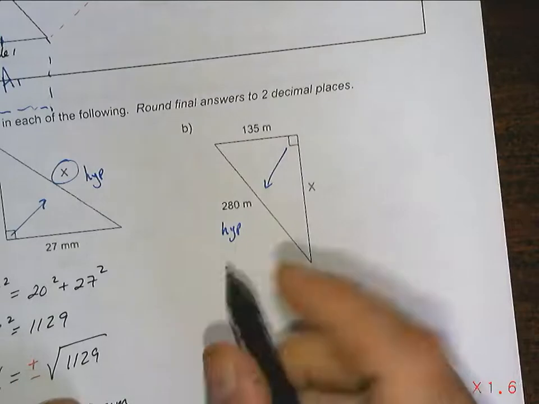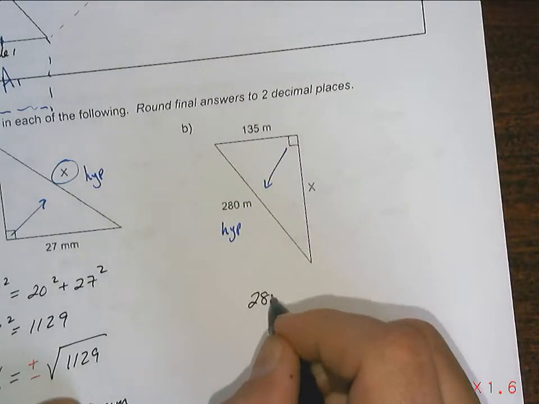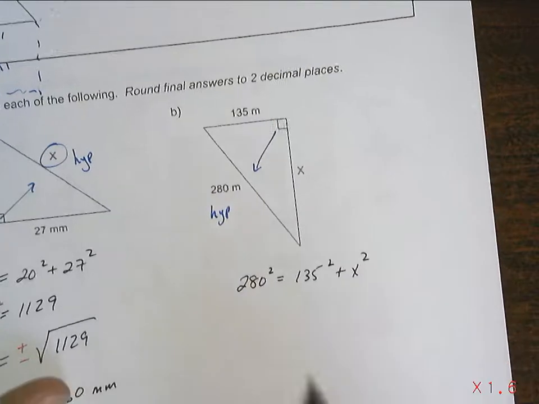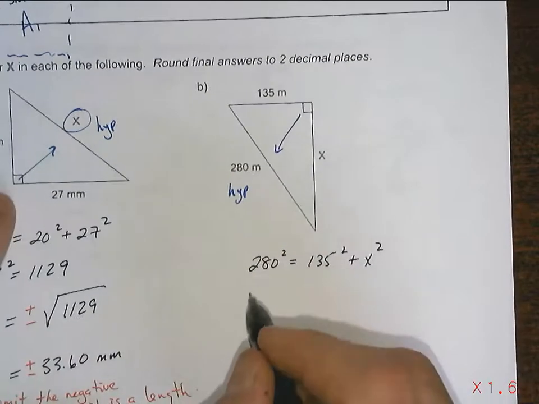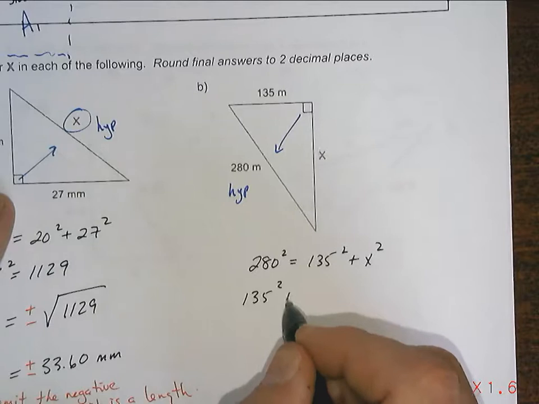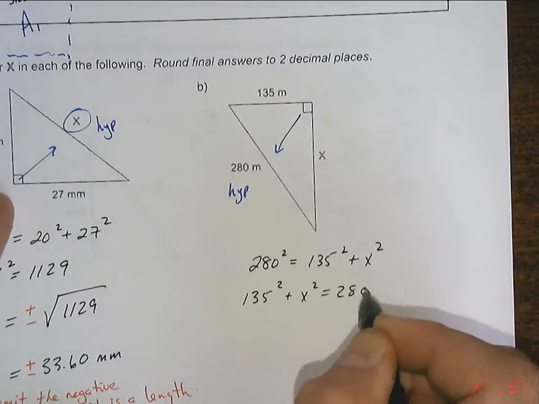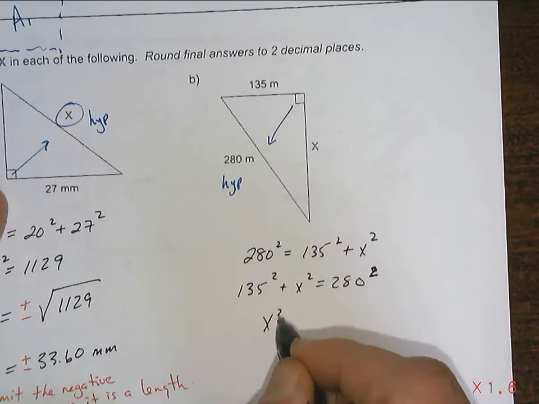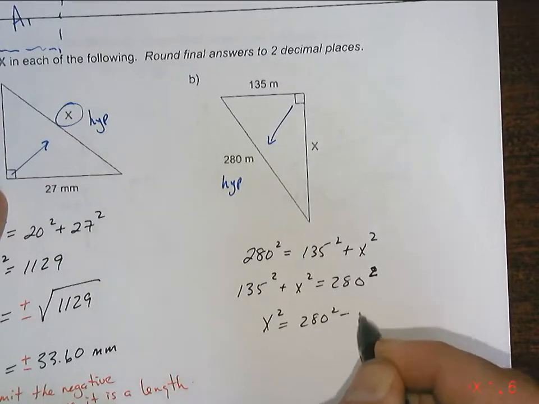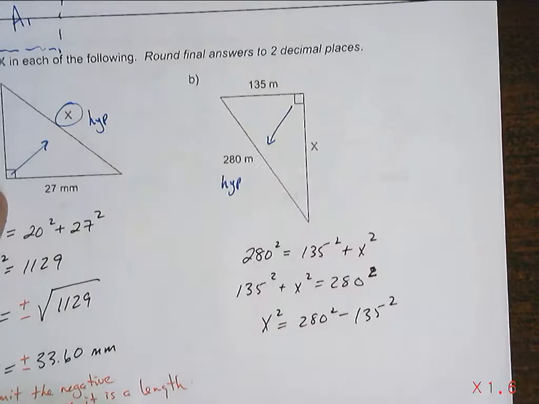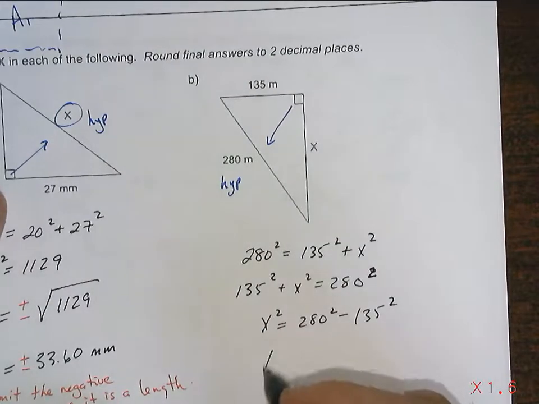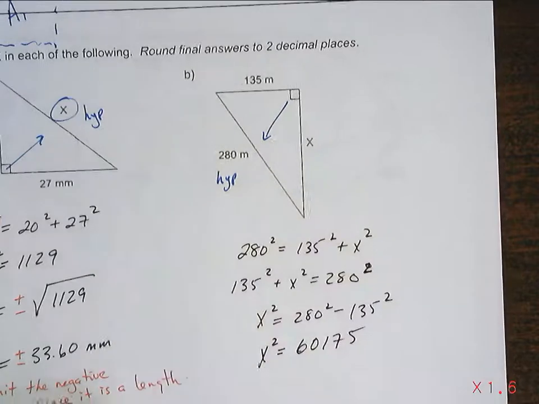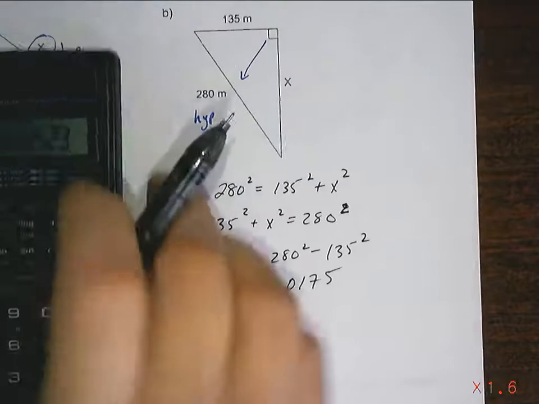So if I'm going to use Pythagorean theorem, it's going to be 280 squared equals 135 squared plus x squared. I'm going to rearrange this just so it's nicer. I'm going to make it 135 squared plus x squared equals 280 squared. I'm going to move this over to the other side. So x squared equals 280 squared minus 135 squared. And that's going to go together to give me x squared equals 60175. I need to know what x squared equals.